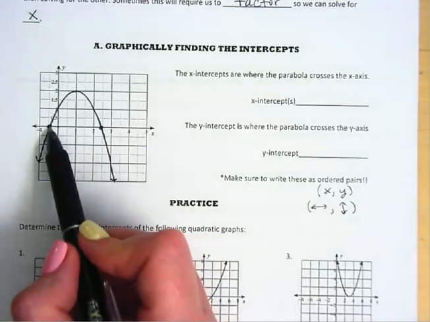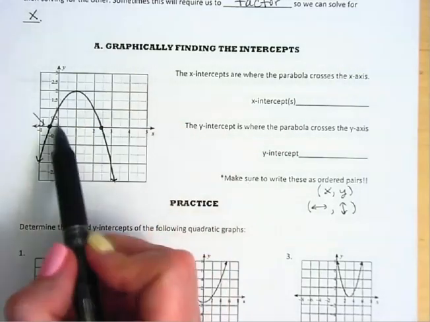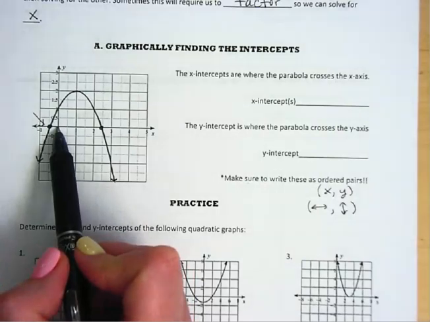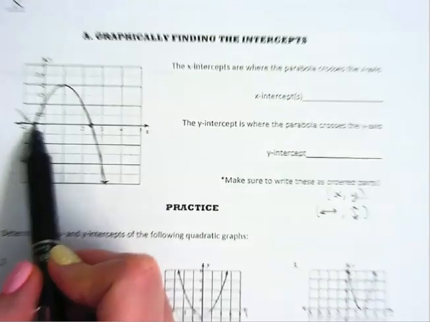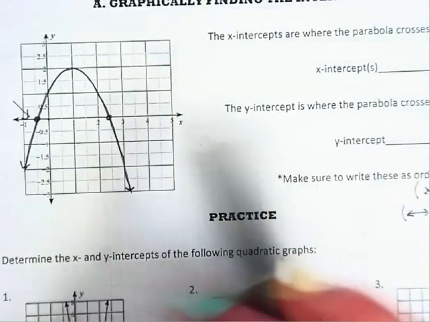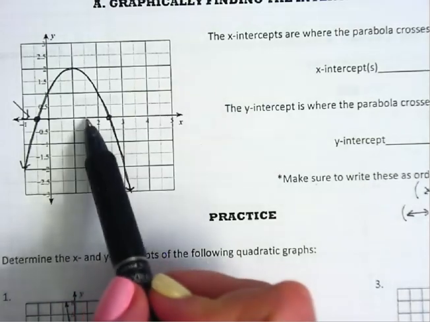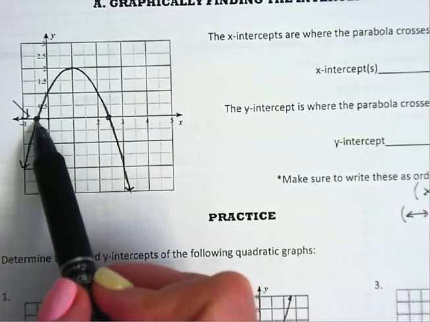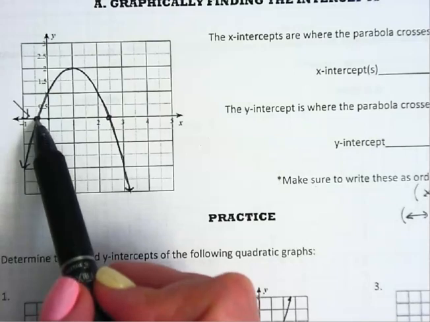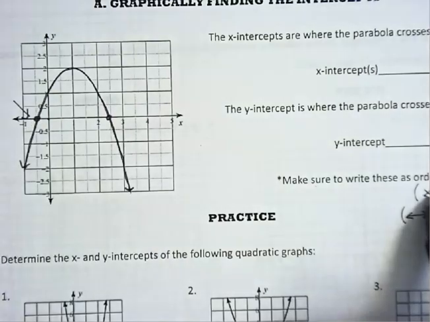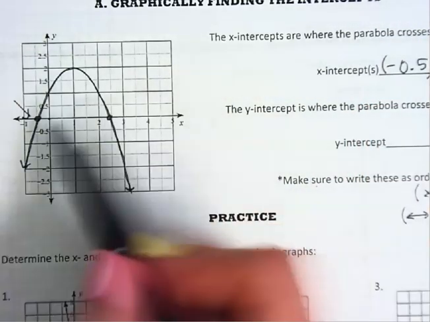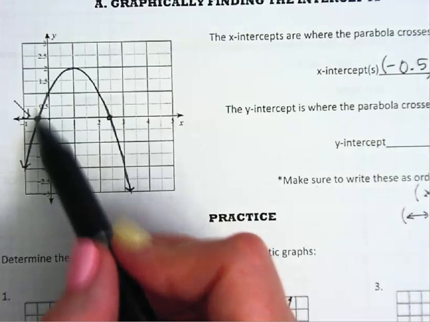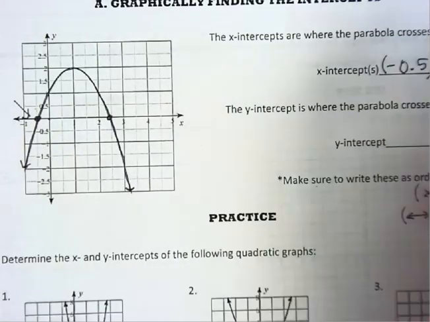So let's say I'm trying to get to this point first. From here, I have to go left, which is the negative direction, and it's 0.5. Because see, it skips, it goes 0.5, 1, 1.5, 2. So I go left 0.5, and I do not have to go up and down at all. So my x coordinate is that left direction of negative 0.5. My y value is how far did I have to go up or down, and I didn't have to go any. So my y value is 0.